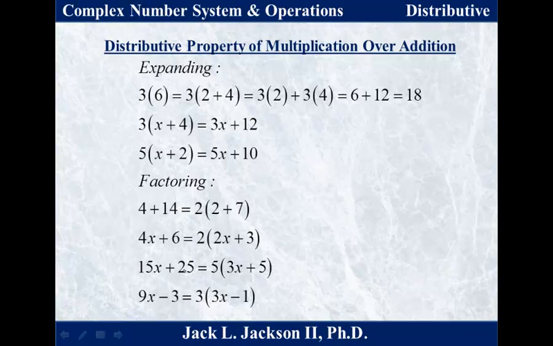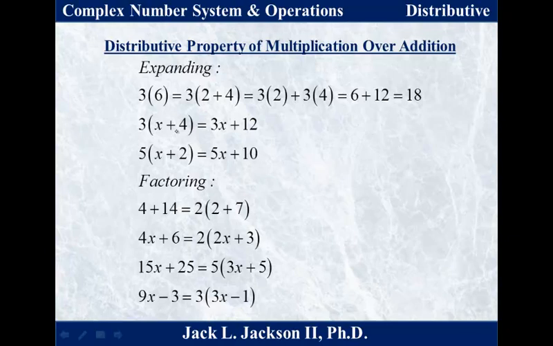Similarly, in the next example, we factor out a common factor of 5, and the last one a common factor of 3. So sometimes we would rather have the form on the right, sometimes we would rather have the form on the left. It's not necessarily that one is simpler or better than the other, it's just sometimes one is more useful in a certain situation than the other. So we want to be comfortable with going back and forth between these two forms.